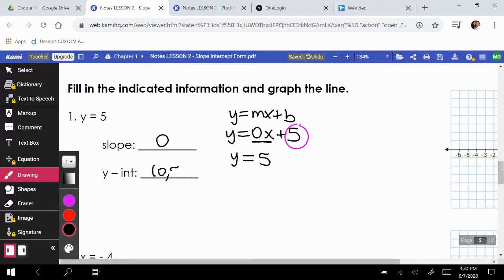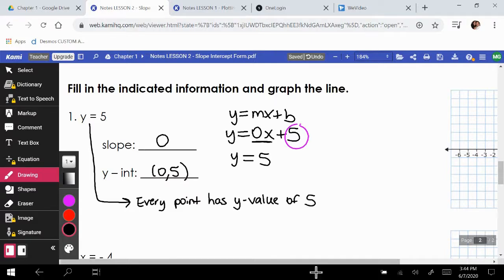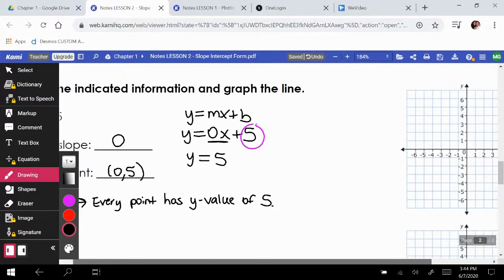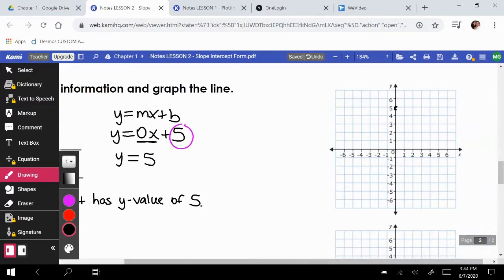So I'm going to write this as an ordered pair, 0, 5. Remember, when you see it in this form, that means that every point has a y value of 5. Okay, so let's graph this. We have a y-intercept of 0, 5, and the slope is 0. So it should be a horizontal line.